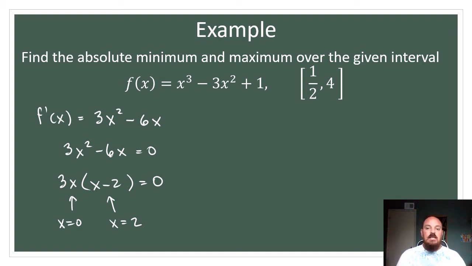Now I look back at my interval. The 2 is fine, because 2 is between 1/2 and 4. 0 is not in my interval. So I'm just going to throw that one out. That one's gone.